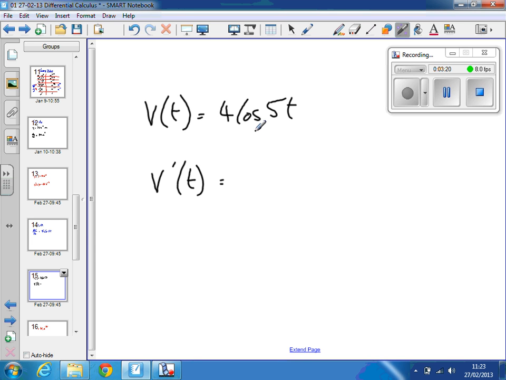Now which rule? Well, it's the cosine rule. So write down what you think the answer is. Minus 20, 4 times 5 is 20, make it negative, sine 5t.